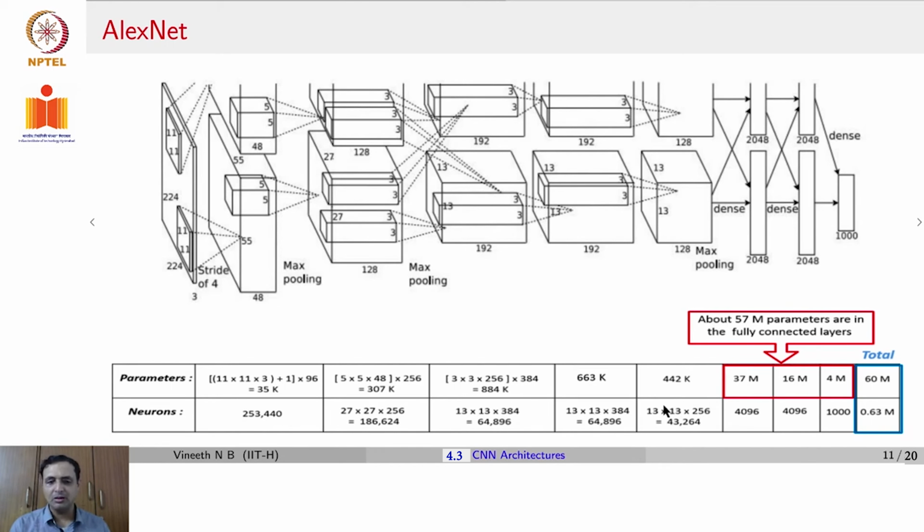You can see that as you go deeper, the number of parameters keeps increasing, the number of neurons decreases, until you go to the fully connected layers, where the number of parameters simply takes off and goes to the order of millions. So of the total 60 million parameters, about 57 million parameters are located only in the fully connected region. And that should again go back and explain to you how efficient the convolutional and pooling layers are in terms of number of parameters. And the number of neurons comes to totally about 0.63 million.